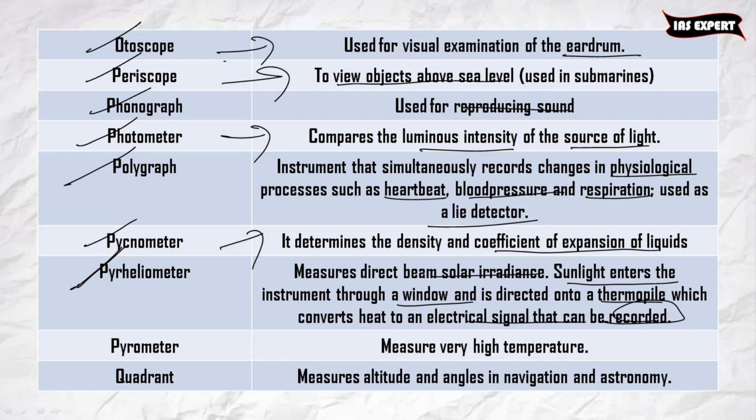Pyrheliometer measures direct beam solar irradiance. How it works? Sunlight enters the instrument through a window and it is directed onto thermopile, which converts heat to electrical signals. Pyrometer measures very high temperatures. Quadrant, the instrument which measures altitude and angles in navigation and astronomy.